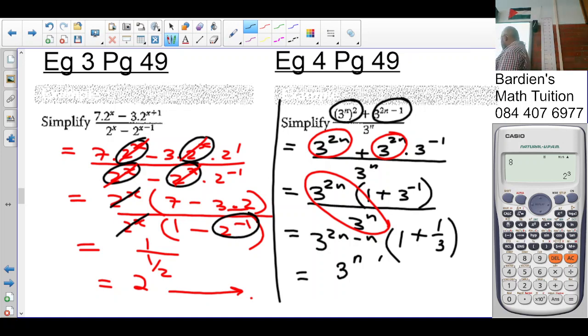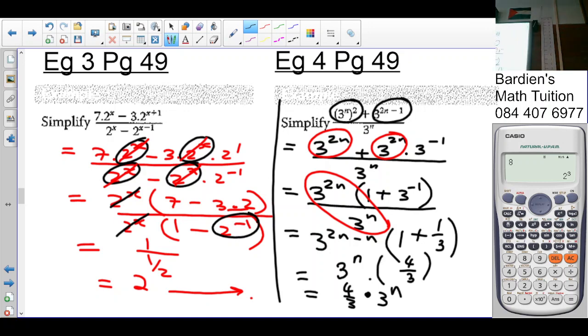So it's going to be n into... what's 1 plus a third? 4 over 3, or 1 and a third, no? We're going to go with 4 over 3. But where does the coefficient go? In front, right? So that would simply be 4 over 3 times 3 to the n.